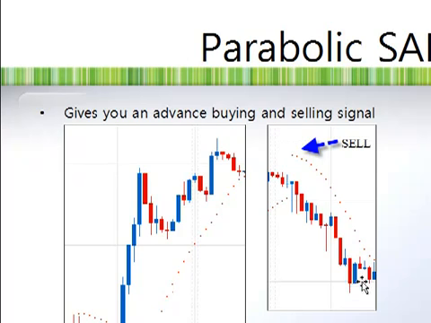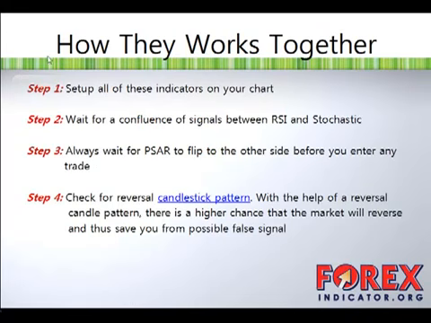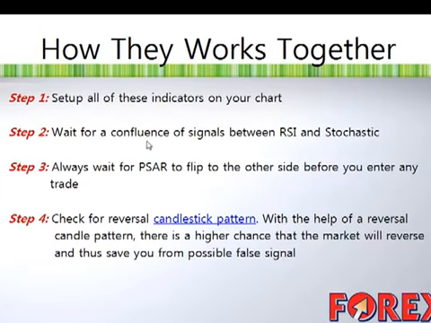However, we don't really trade based on one indicator. Therefore, for these leading indicators, you could use them in combination to form a strategy. Let me go through an example and how they work together. Step one, you need to set up all of these indicators on your chart. Basically, you need to set up the RSI, the stochastic, as well as the PSAR. Step two is that we wait for a confluence of signals between the RSI and the stochastic. So we wait for both of them to signal overbought or both of them to signal oversold.